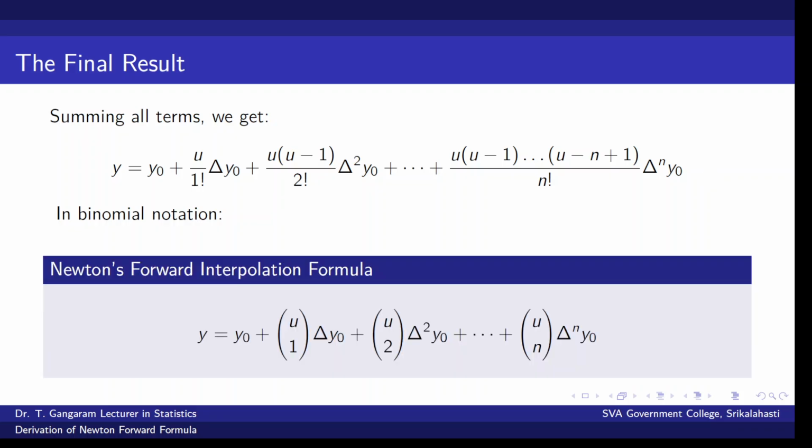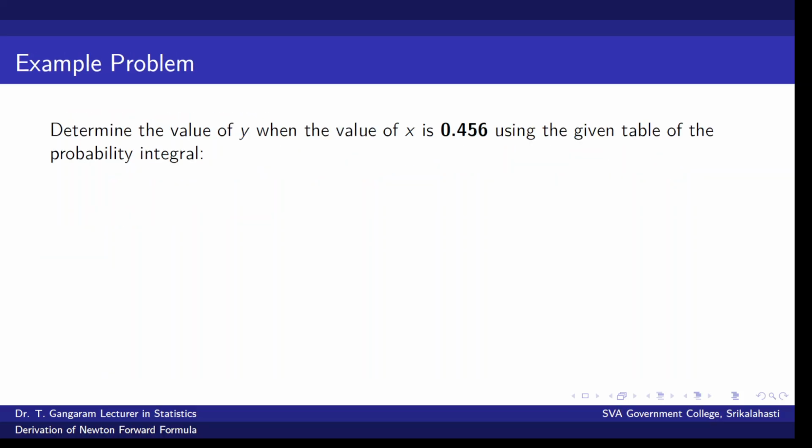In binomial notation, we can write the Newton forward interpolation formula as y is equal to y0 plus uC1 delta y0 plus uC2 delta square y0, and so on, up to uCn delta power n y0. To understand the formula, we can find a missing term using Newton's forward formula.